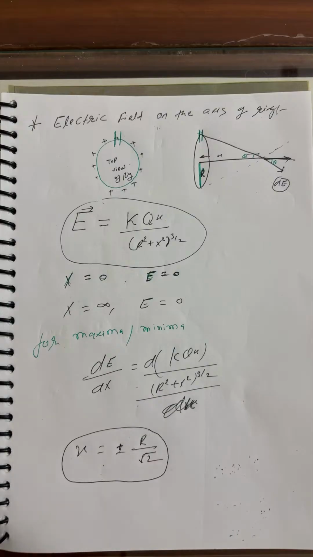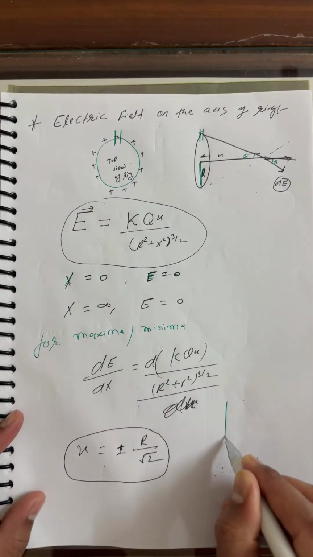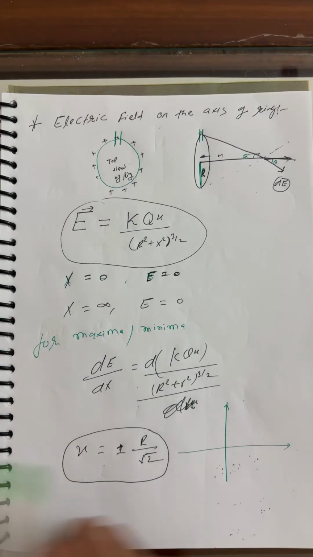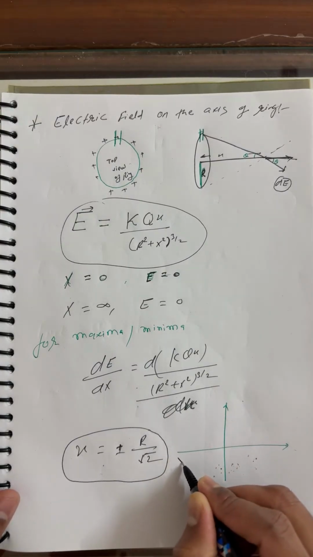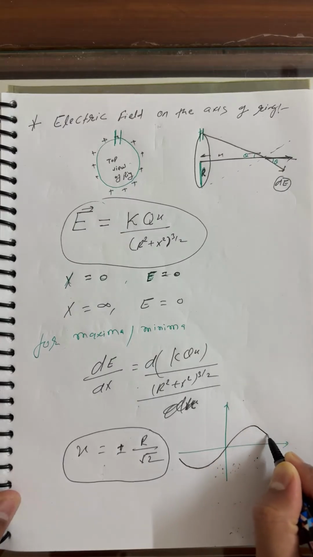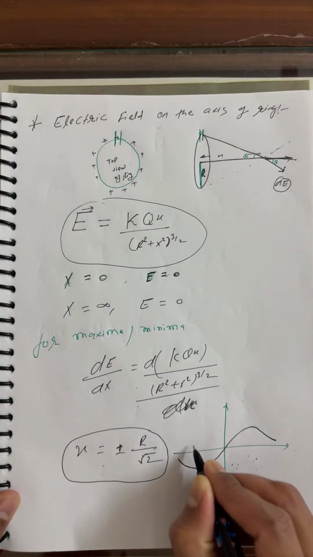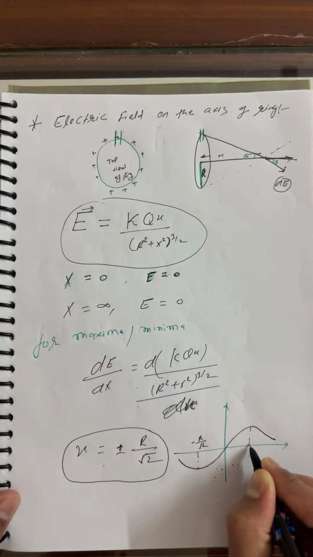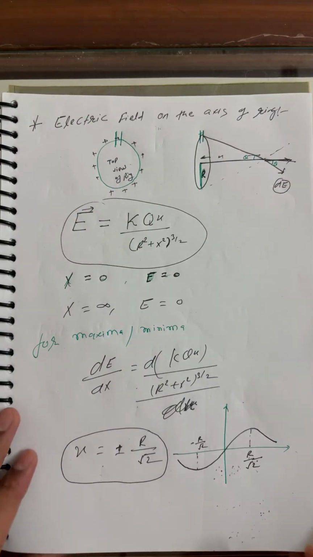But I will say everything. Here you can plot a graph of E versus x. The electric field is minimum at minus R by root 2 and maximum at plus R by root 2. Simple.